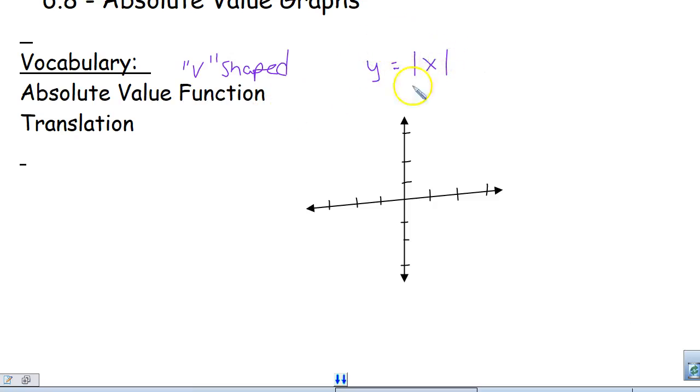Now, with my parent function here, if I weren't sure how to graph this, I could start with what we call an XY table. And I could pick some numbers to plug in place of X to result in my Y value. So I always like to start with 0. And I'm going to put that right in the middle. So I've got 0. And if I substitute 0 in place of X, what's the absolute value of 0? Just 0. So my first point is going to be graphed at the point 0, 0.